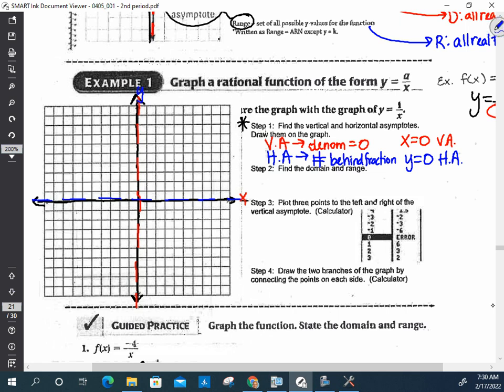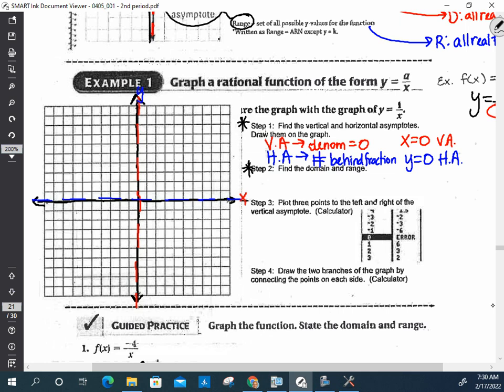Draw your horizontal line. So those are the first 2 things that go on the graph. Step 2, find your domain and your range.